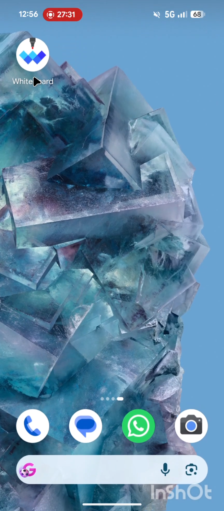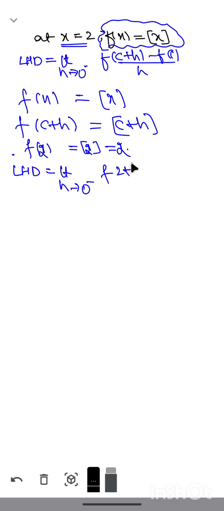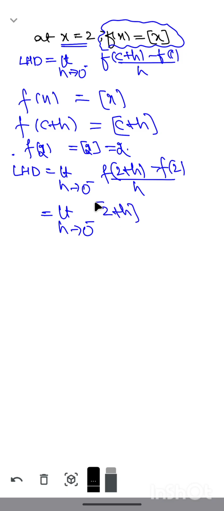This is what I was using in the previous slide. Now if I use the same in the given question, f of 1 is nothing but the greatest integer value of 1, which is 1 only. So I am substituting this in the left hand derivative. Left hand derivative is equal to limit h tends to 0 minus of f of 1 plus h, okay, at x is equal to 2 we are finding, so better you consider this as 2. Greatest integer value of 2 is 2 only. So we get f of 2 plus h minus f of 2, whole divided by h. So we get limit h tends to 0 minus of greatest integer value of 2 plus h minus greatest integer value of 2, whole divided by h.